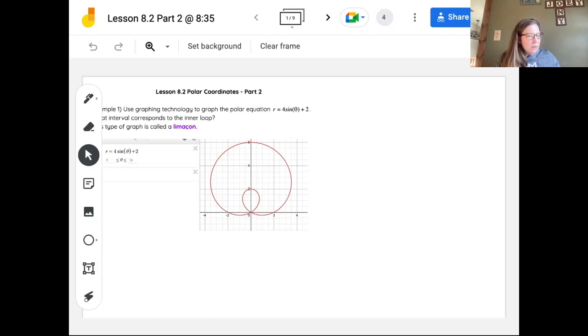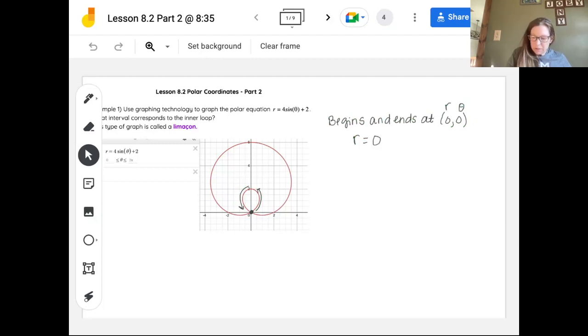I see, though, it says what interval corresponds to the inner loop itself. So I see that the inner loop on the inside here begins at 0, and it loops around, and then it ends at 0, 0 again. So when we're thinking about just the inner loop, it begins and ends at the origin of 0, 0. So how long does it take r to get back to 0? Right, so this is r and theta, of course.